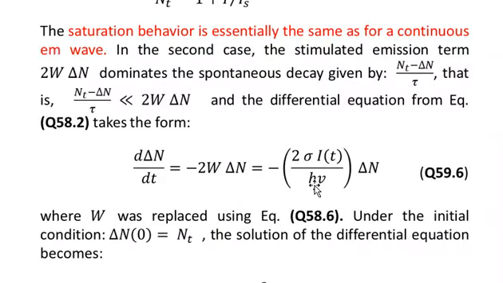So under that condition, we can ignore the spontaneous emission term and we are left only with the stimulated emission term. So we have the rate of change of delta n with time, that is d of delta n over dt, equal to minus 2W into delta n. The third term which I have just shown, the spontaneously initiated term, can be ignored.